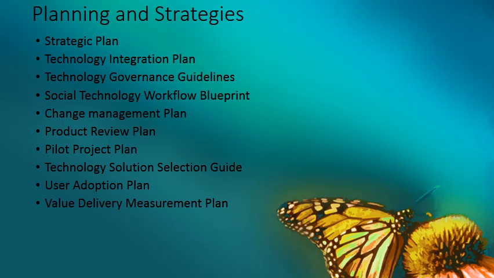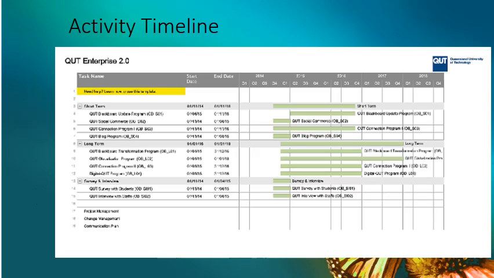The proposed activities also include planning and strategies, which include strategic plan, technology integration plan, technology governance guidelines, social technology workflow blueprints, change management plan, product review plan, pilot project plan, technology solution selection guide, user adoption plan, and value delivery measurement plan. This is the activity timeline, which shows the duration of each activity.